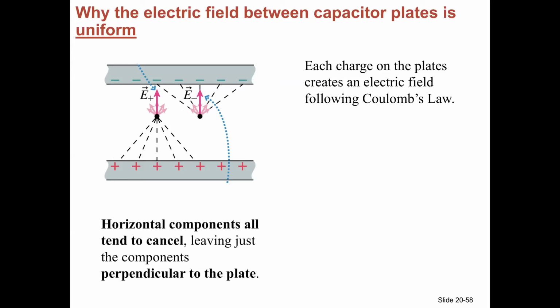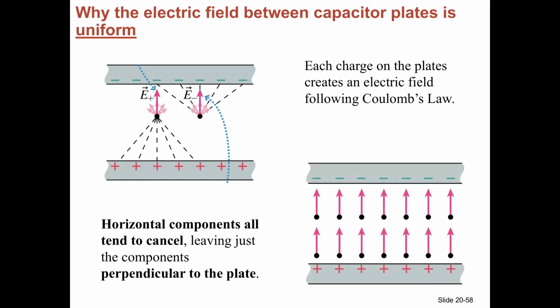So horizontal components cancel, and we're left with just these components perpendicular to the plate. And if we work this out at all the points inside the plate, what we'll see is that the net total electric field looks like this. At every point, it's more or less uniform in strength and pointing all in the same direction. I have a little simulation I'm going to show you guys, so give me 1 second here to pull that up.